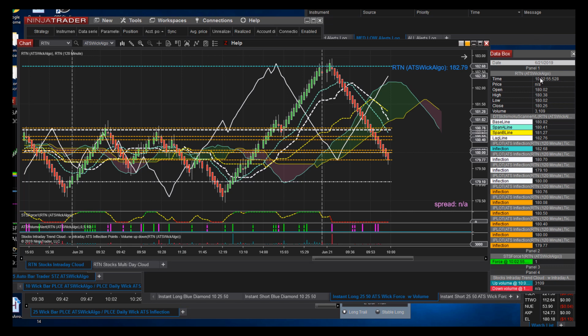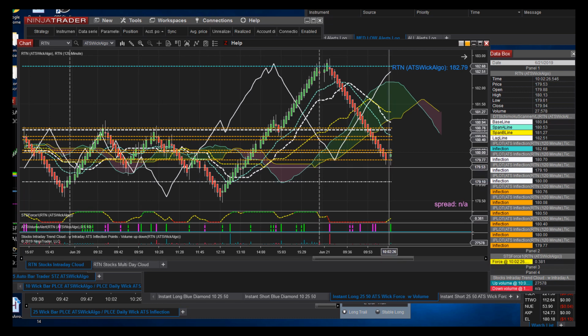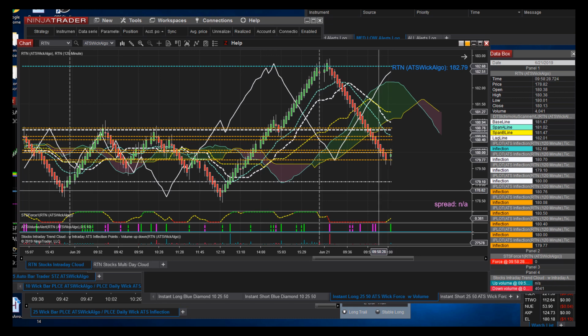Now, we've gotten to 10:02. Went from 9:58 to, we're still at 9:58, but we're actually at 10:02. I'm just not getting it right, exactly right. This bar closed at 10:02.